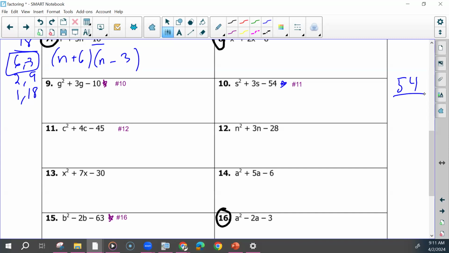What are some factors of 54? 27 times 2. 6 and 8. 6 and not 8, but 9. 1 and 54. 3 and 18. I don't think 4 works, but check it just in case.